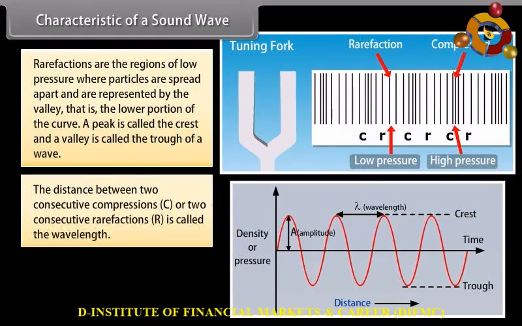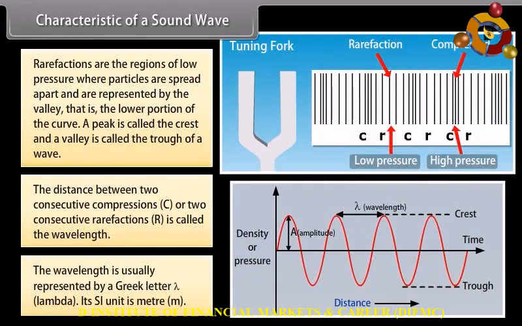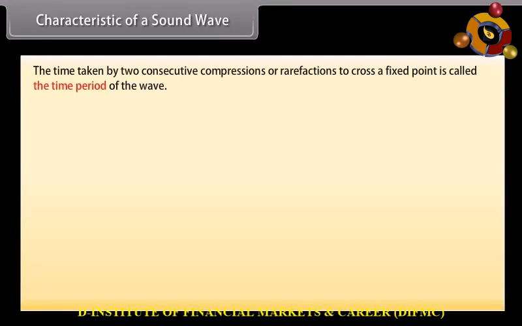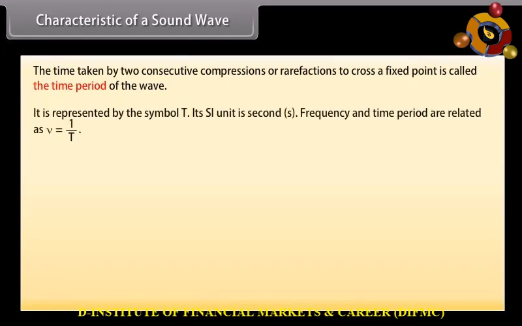The distance between two consecutive compressions or two consecutive rarefactions is called the wavelength. The wavelength is usually represented by the Greek letter lambda. Its SI unit is the meter, m. The time taken by two consecutive compressions or rarefactions to cross a fixed point is called the time period of the wave. It is represented by the symbol T. Its SI unit is the second. Frequency and time period are related as nu equals 1 upon T.